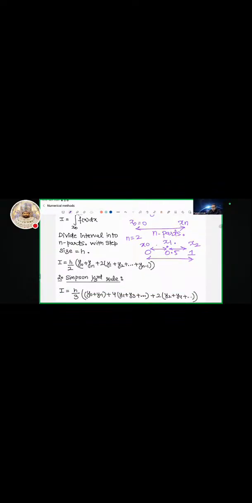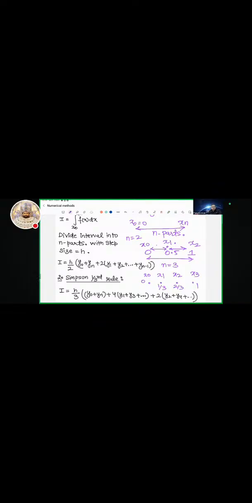If they ask you to divide it into three parts, then you get 0, 1 by 3, 2 by 3, 1. So this is x0, x1, x2 and x3. Similarly, if they ask you to divide in four parts, then you will have four parts.